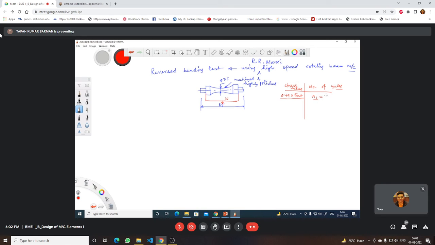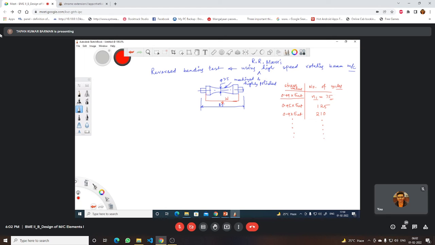Say after 75 cycles, you are getting the failure. Next, say I am taking 0.95 into sigma ut, and now it is coming up to say 125 cycles. For 90% of sigma ut, say now it is taking 210. So this way we'll try to record the data. Do you understand how we are getting it? Yes, sir.